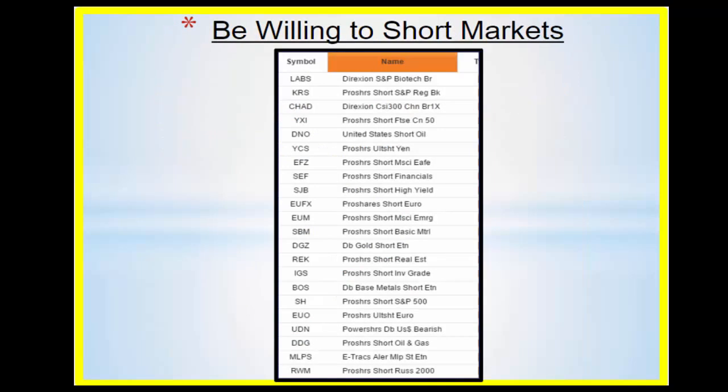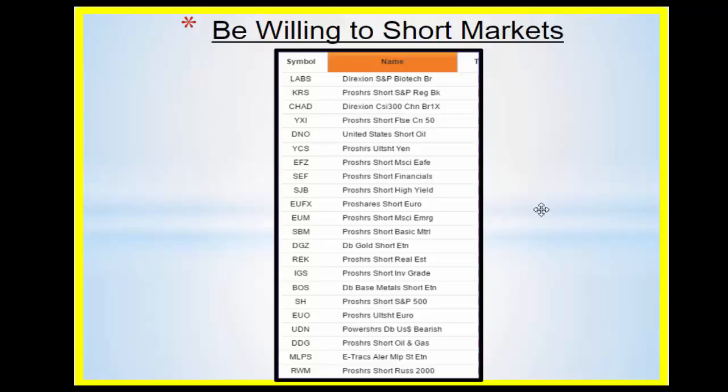So be willing to short the markets. Rule number 2, I told you I would give you a list of the ETFs. Now, these are non-leveraged ETFs, or at least most of them are. These are a list of the ETFs I look at when I'm looking to potentially add a short. I look at these, and these are inverse ETFs, which means they go up as the market goes down.